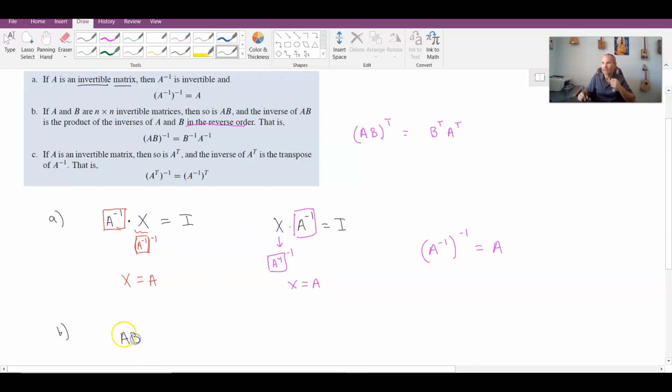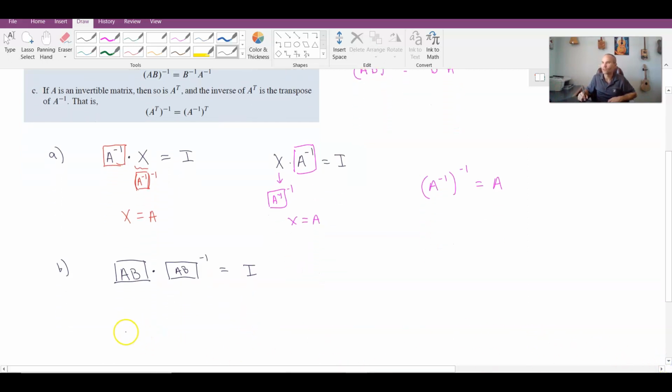So we know AB. Again, think about AB as just one matrix instead of two separate matrices. Okay, so AB, I want to multiply it by something to get the identity. Well, if AB is invertible, then that means that quantity has an inverse matrix such that I will get I. Well, another way I could think about this is to take AB, and to get the identity matrix, I could take B and multiply it by B inverse.